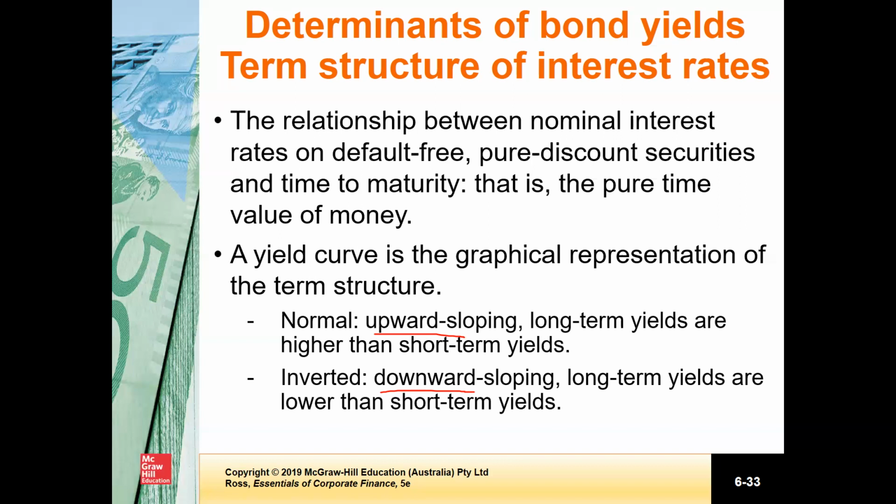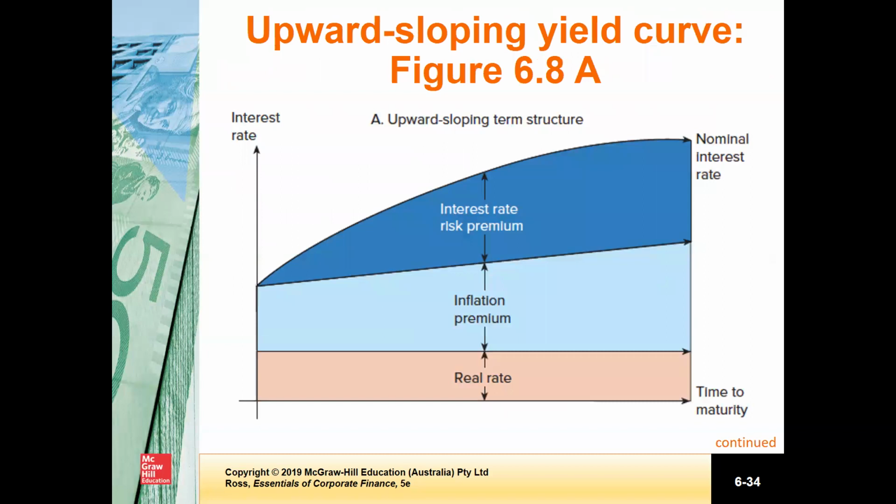So we can put all these bits and pieces together, and we see that the term structure reflects the combined effect of the real rate of interest, the inflation premium, and the interest rate risk premium. So look at this diagram where we have an upward sloping term structure.